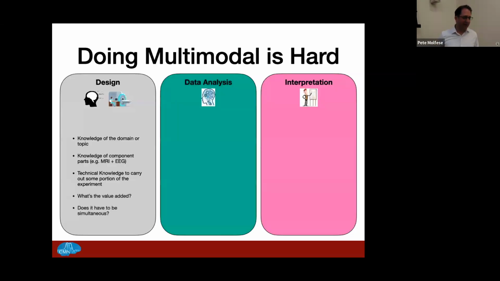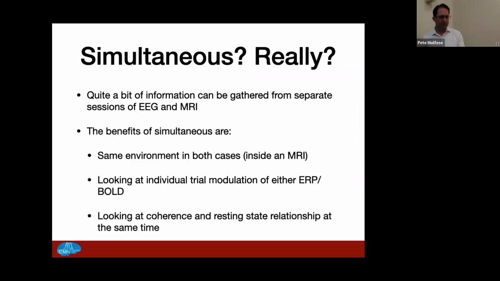So just to add on, for design, the questions are, what is the value added for doing multimodal? And does it have to be simultaneous? Those are really the biggest things. If it doesn't have to be multimodal, then tune in for the other talks. If it doesn't have to be simultaneous, we've got a lot to talk about. Simultaneous, really? So a lot of data can be inferred from simultaneous.